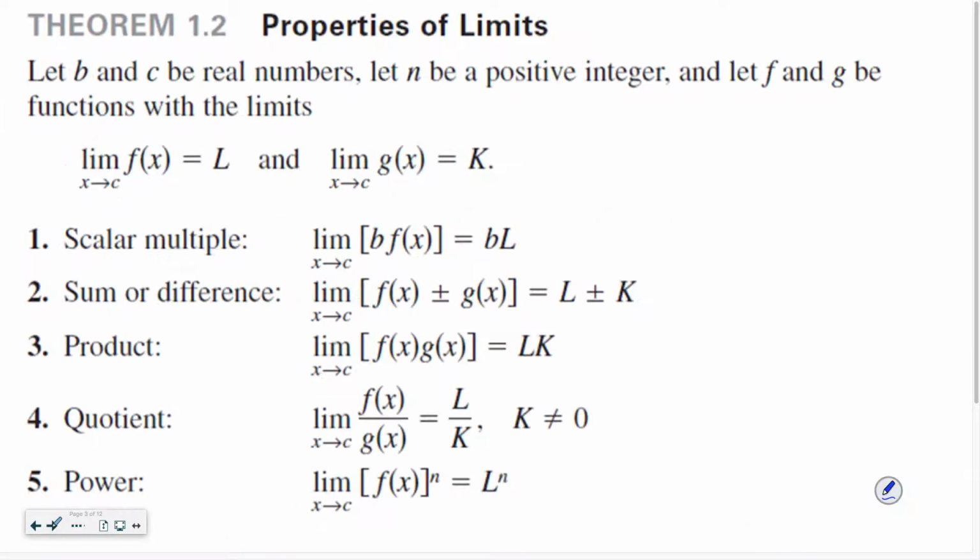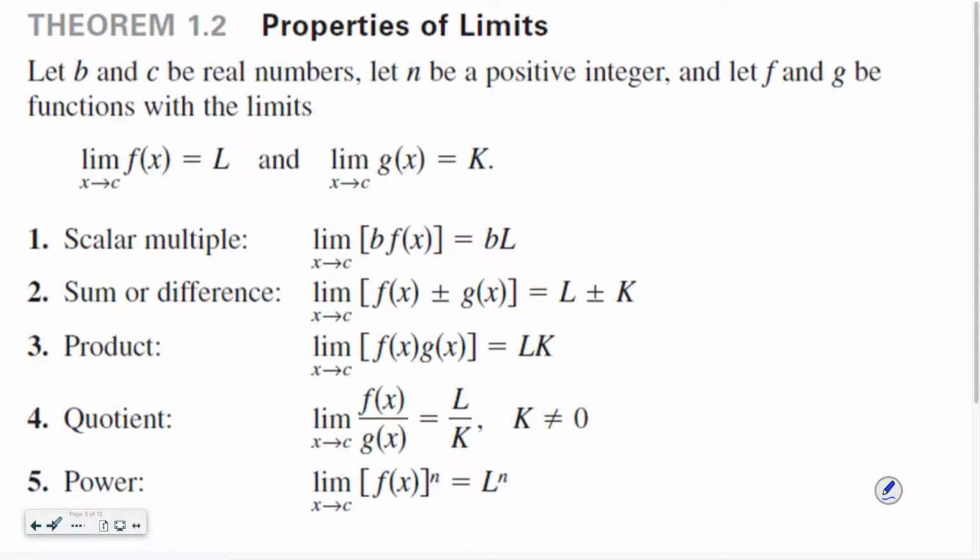Well, what if we have a coefficient in front of x? What if we have a coefficient in front of our function? Well, then that coefficient is just going to be multiplied to whatever you get for your limit. Well, what if we have a polynomial with multiple terms? Well, if we have functions that are either added or subtracted together, we can find those limits individually and then add or subtract those limits together.